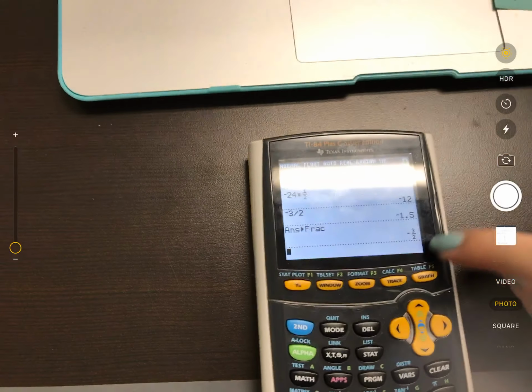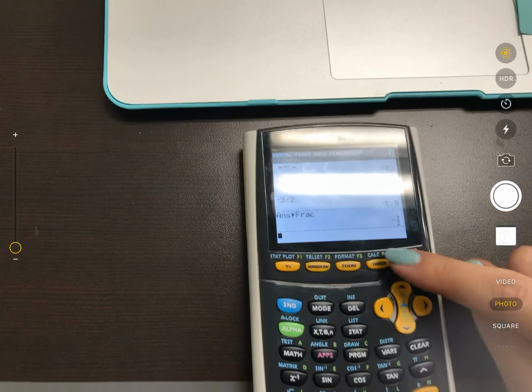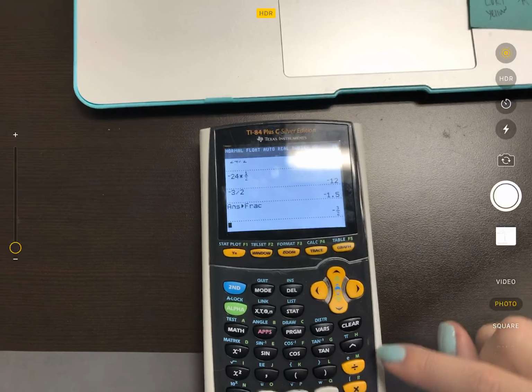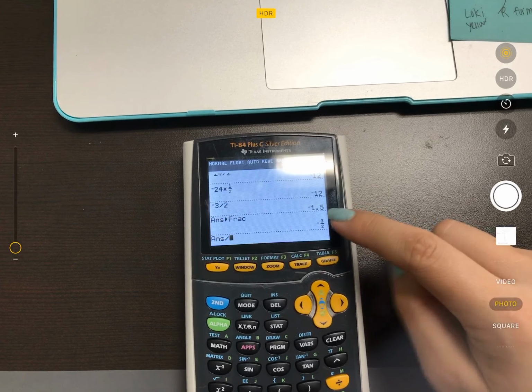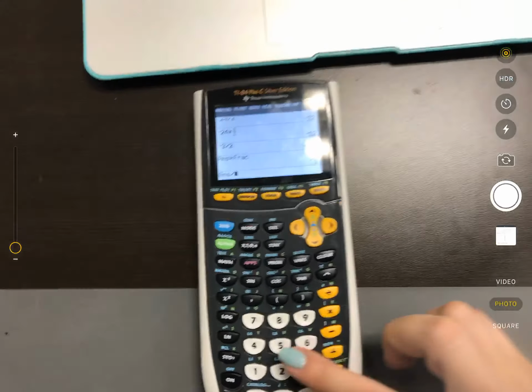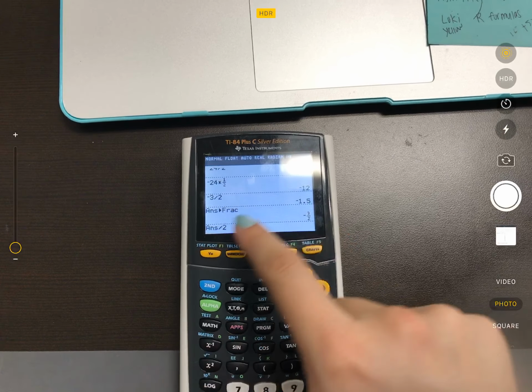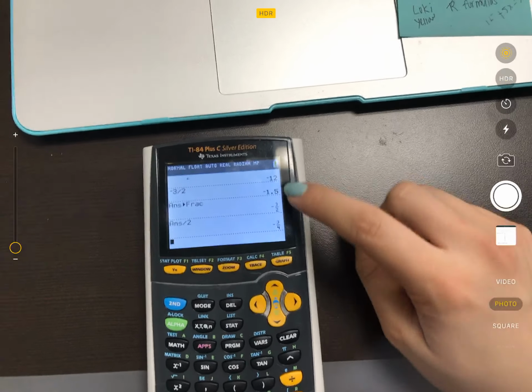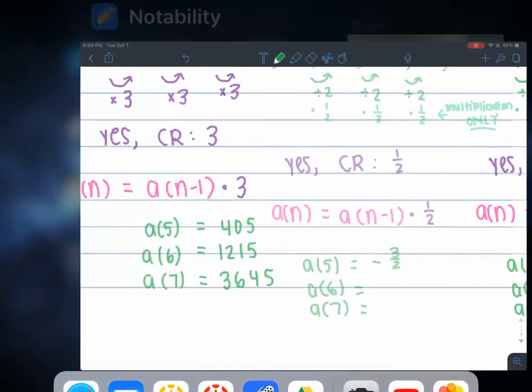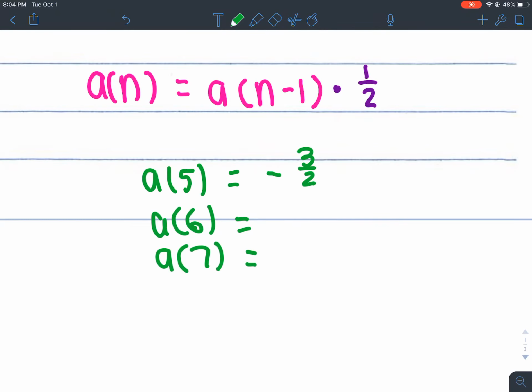Well, since negative 3 over 2 is already written here, I can really just tell my calculator that I want to divide whatever that was. You can go ahead and just click divide that by 2. So it's going to take whatever your previous answer was and divide it by 2. So I hit enter, and then it says it's negative 3/4. So a of 6 is going to be negative 3/4.